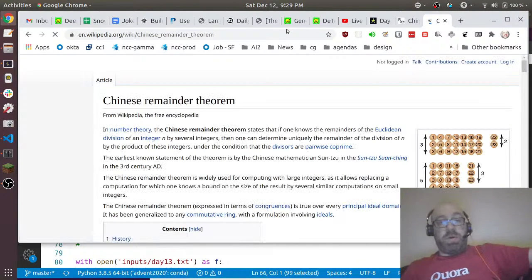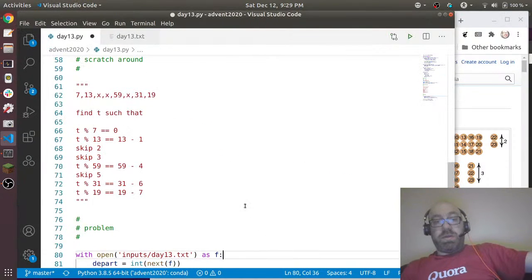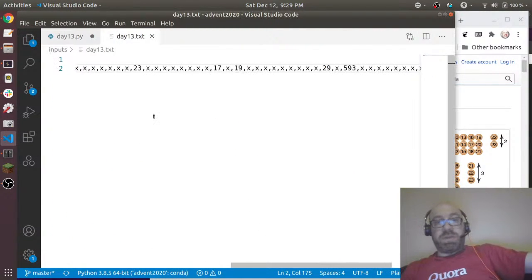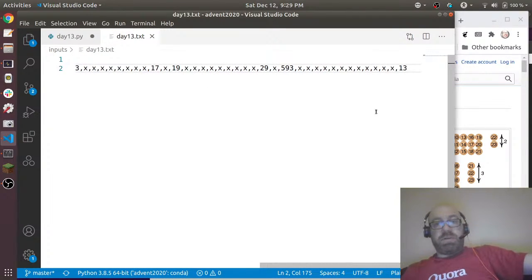I happen to know that the Chinese remainder theorem is a theorem about taking a bunch of congruences and finding the number. It says, if one knows the remainders of the Euclidean division of an integer by several integers, then one can determine uniquely the remainder of the division of n by the product of those integers, under the condition that the divisors are pairwise coprime. That was why I checked that all the bus times are actually prime numbers. They're relatively prime to each other because they're all prime and all different.